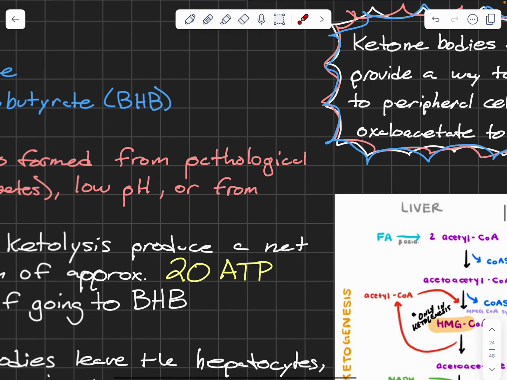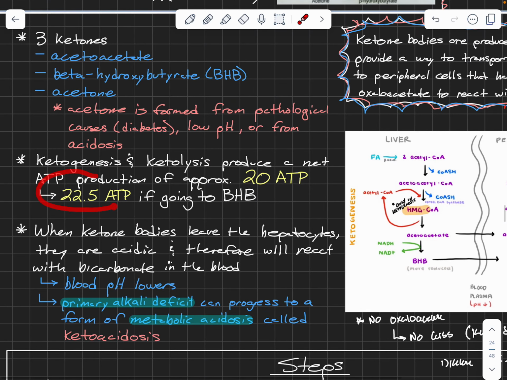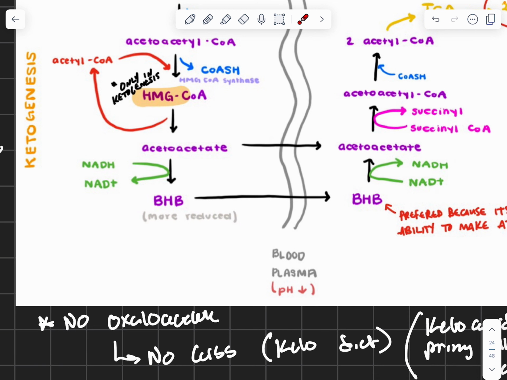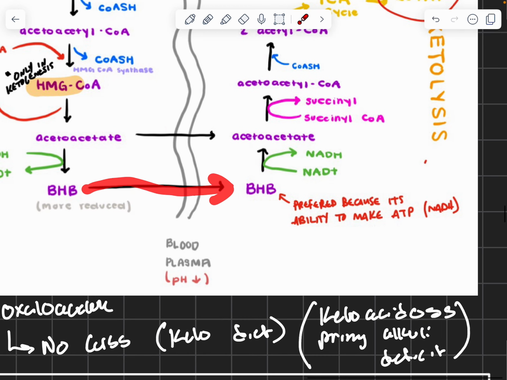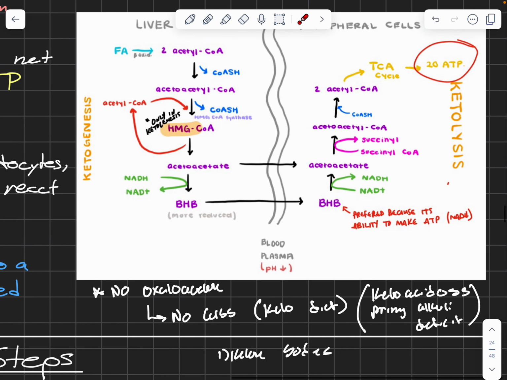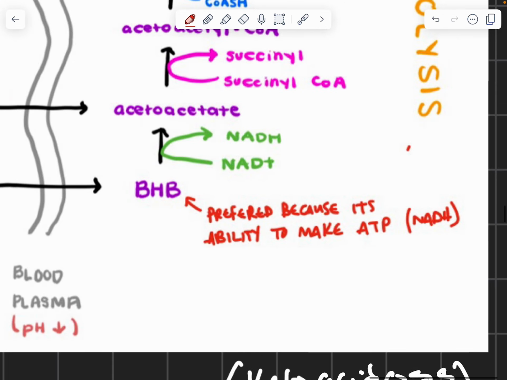But if we wanted a little bit more energy, like the reference right here with 22.5, we can reduce acetoacetate into BHB right here. So we are tossing on a hydrogen over here and reducing acetoacetate into BHB. So we'll just start from the ground up. When BHB flies across the blood plasma into our peripheral cells, it is basically going to work back up the chain. BHB is going to become oxidized and drop off that hydrogen to NADH right there.